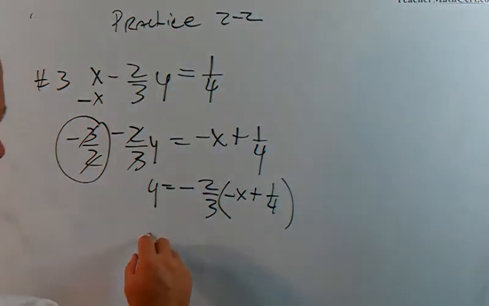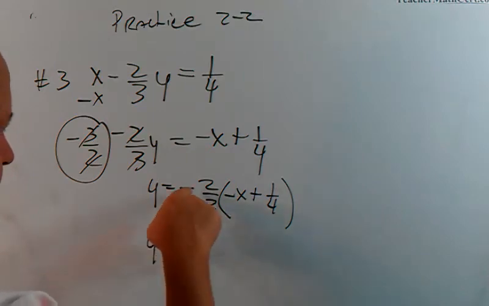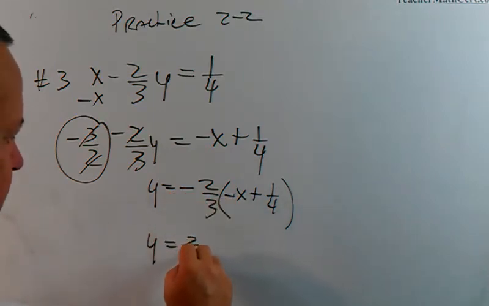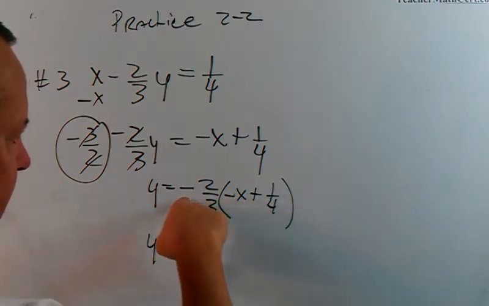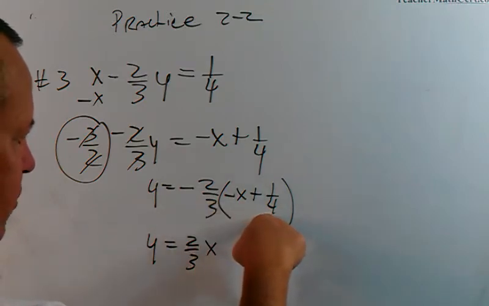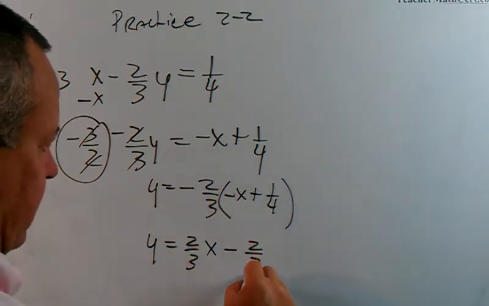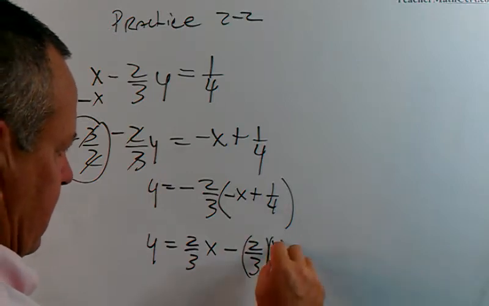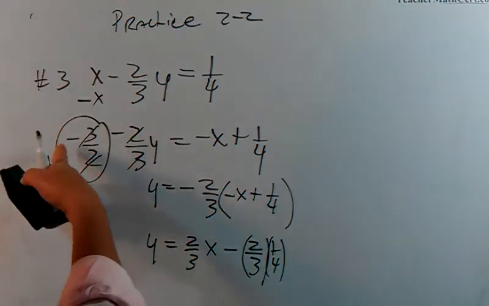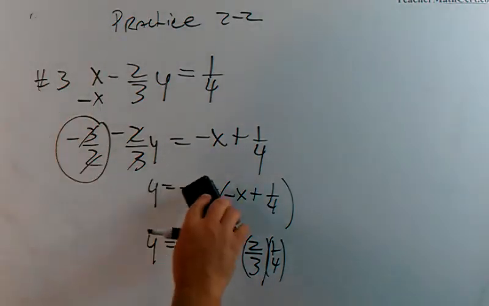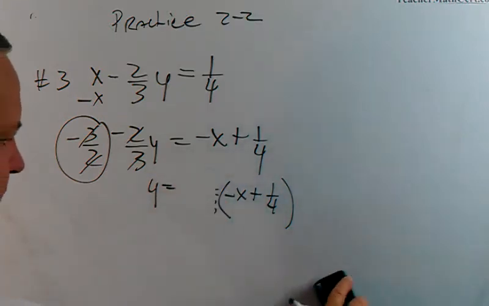Let's tidy this up a little bit. We've got y is equal to negative times a negative is a positive 2/3 x, and then, using the distributive property, negative 2/3 times 1/4. All we're worried about is the slope here, which is 2/3, by the way. Oh, I'm sorry, I screwed up. We multiplied by negative 3 over 2, not 2 over 3. Let me scratch that out and rewrite.